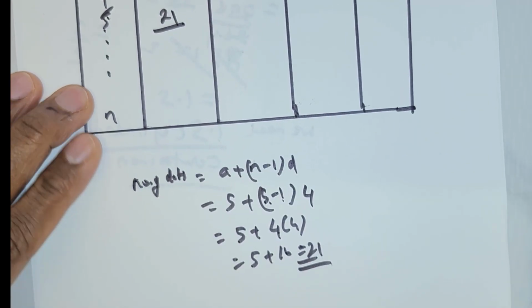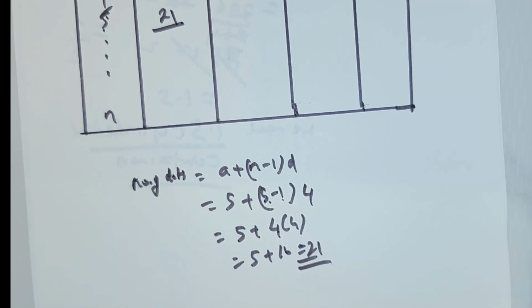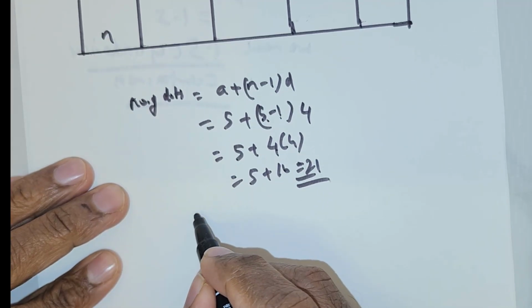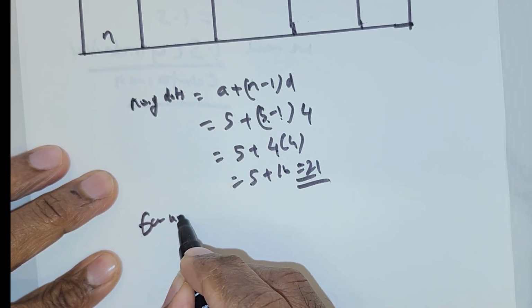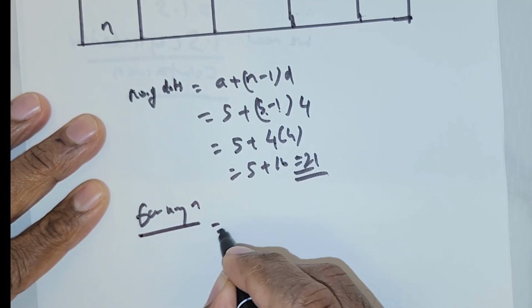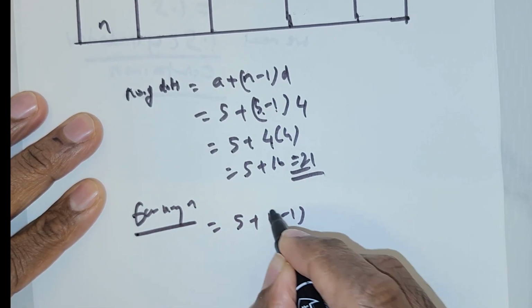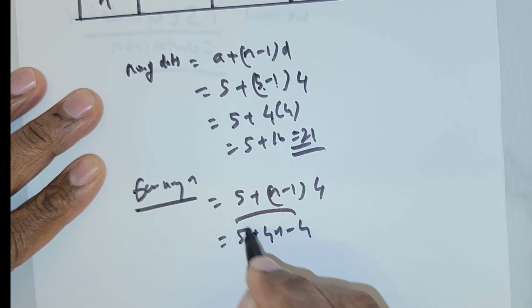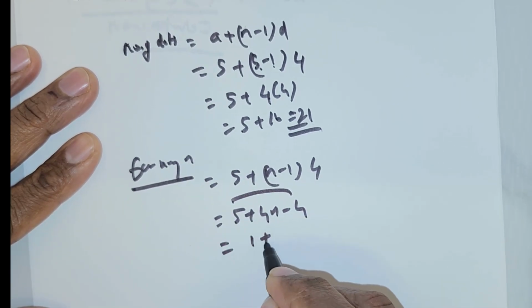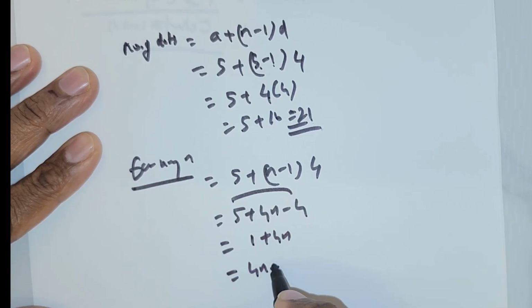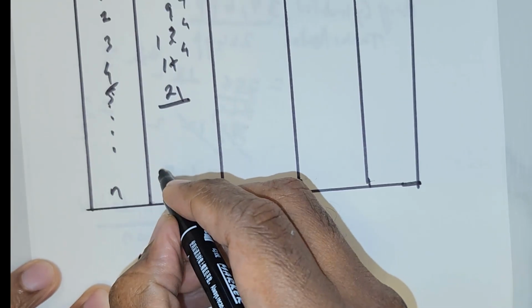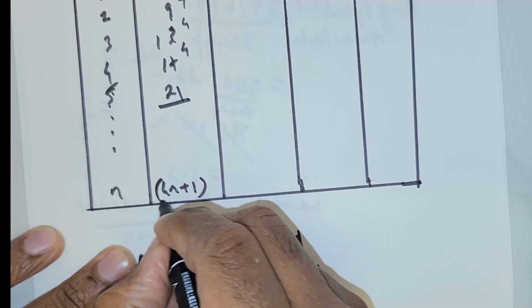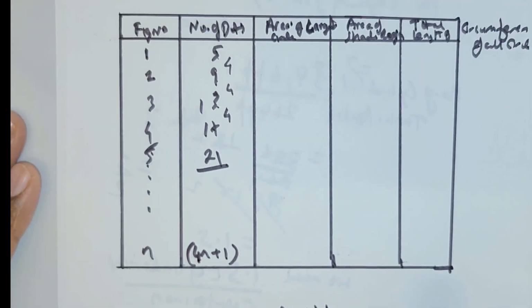Now we will have to get for any n. So for that, for any n, it's 5 plus (n minus 1) into d, where d is 4, which is 5 plus 4n minus 4. You add these two together, you get 4n plus 1. So that is the value here, 4n plus 1. You see how simple it is?